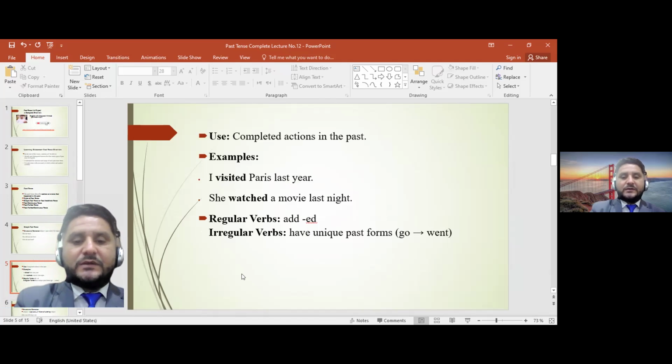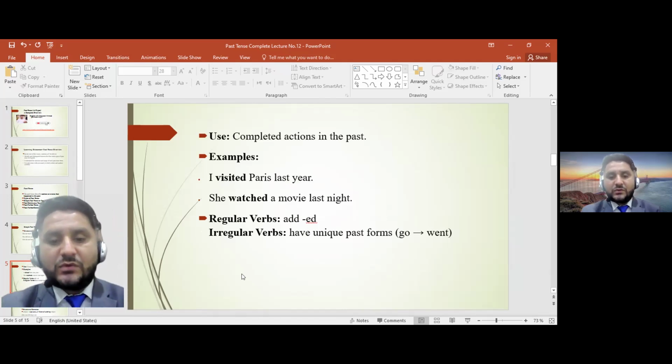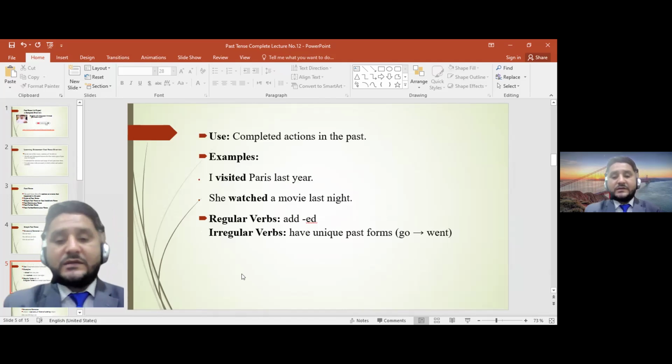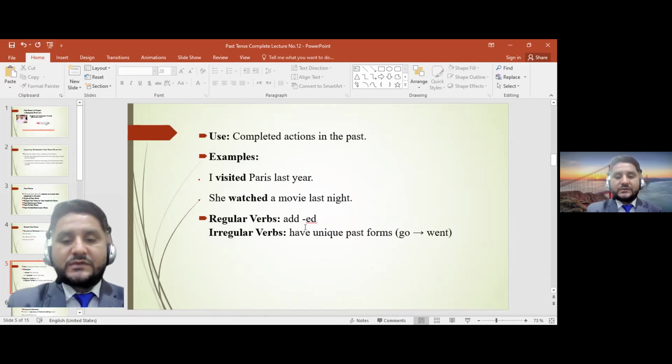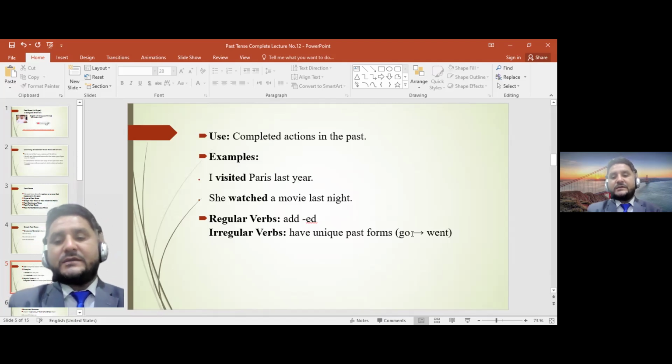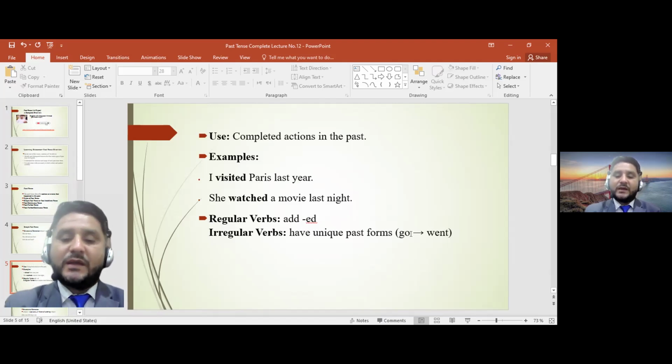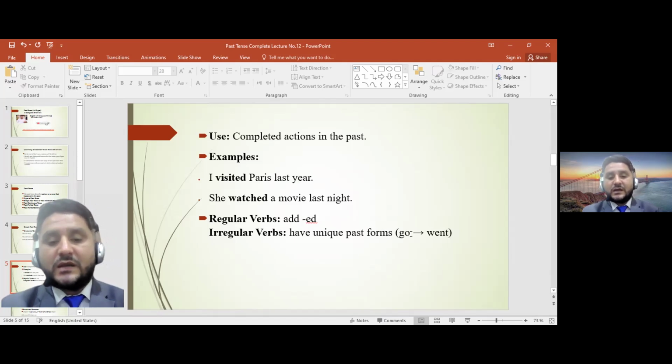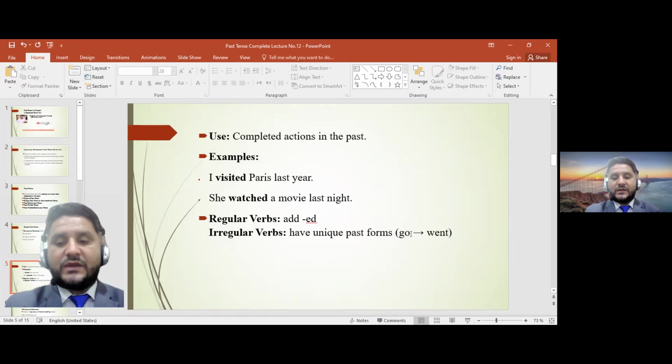And here it's worth mentioning that we use regular verbs when we add d or ed at the end of those verbs, and we also use irregular verbs, which form their forms in unique ways, like go, went, gone, take, took, taken. In this way, verbs make their second and third forms through regular and irregular ways.